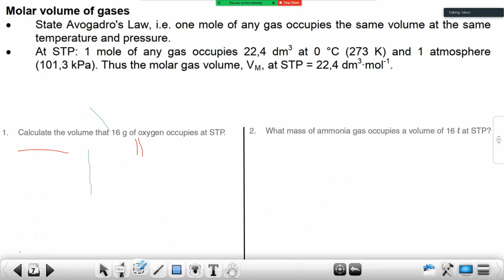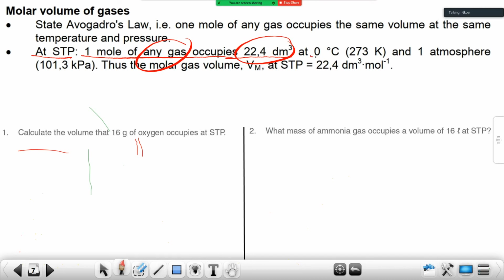It says here 1 mole at STP. Let me use red. At STP, 1 mole of any gas occupies 22.4 dm cubed. Any gas. Let's emphasize that. As long as it's a gas, regardless of whether it's carbon dioxide, oxygen, or ammonia gas, regardless of the type of gas, as long as it's a gas, it must occupy 22.4 decimeter cubed.